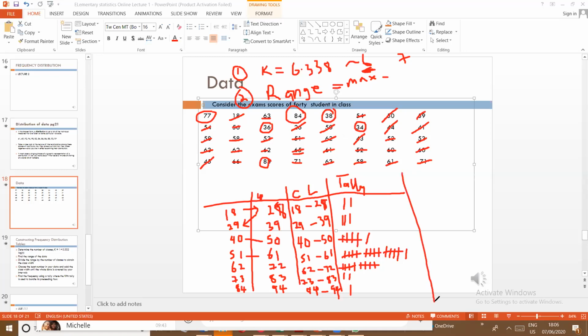So we'll have the frequency for the corresponding tallies, which will be 2, 3, 6, 16, 10.